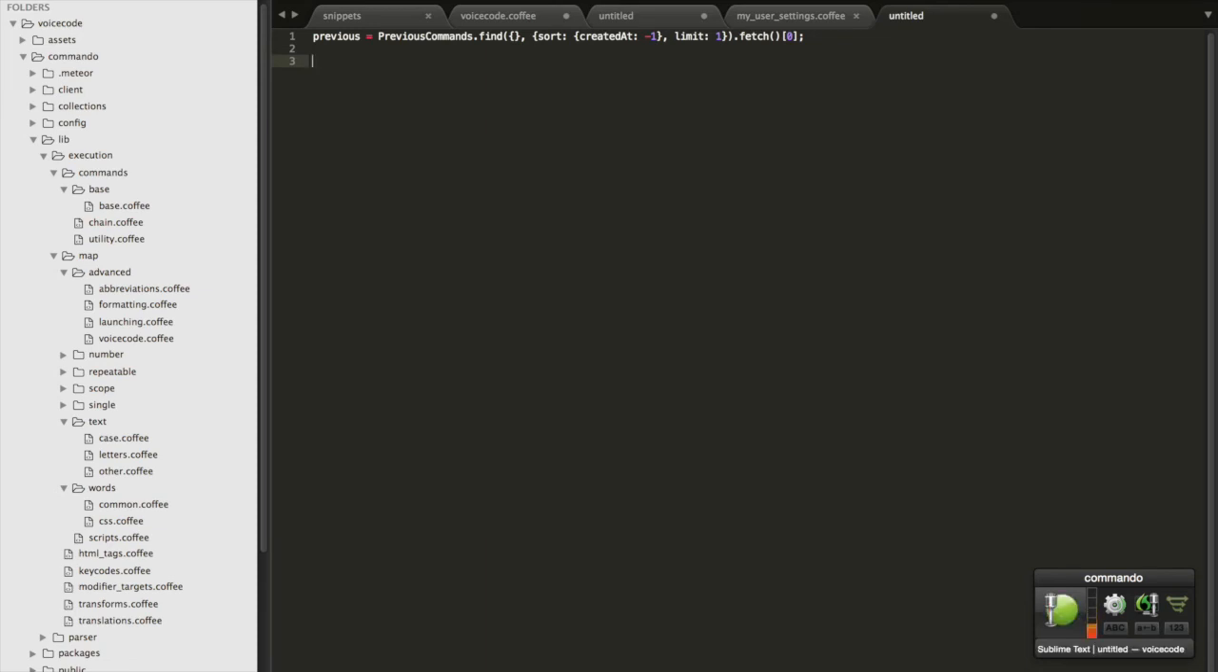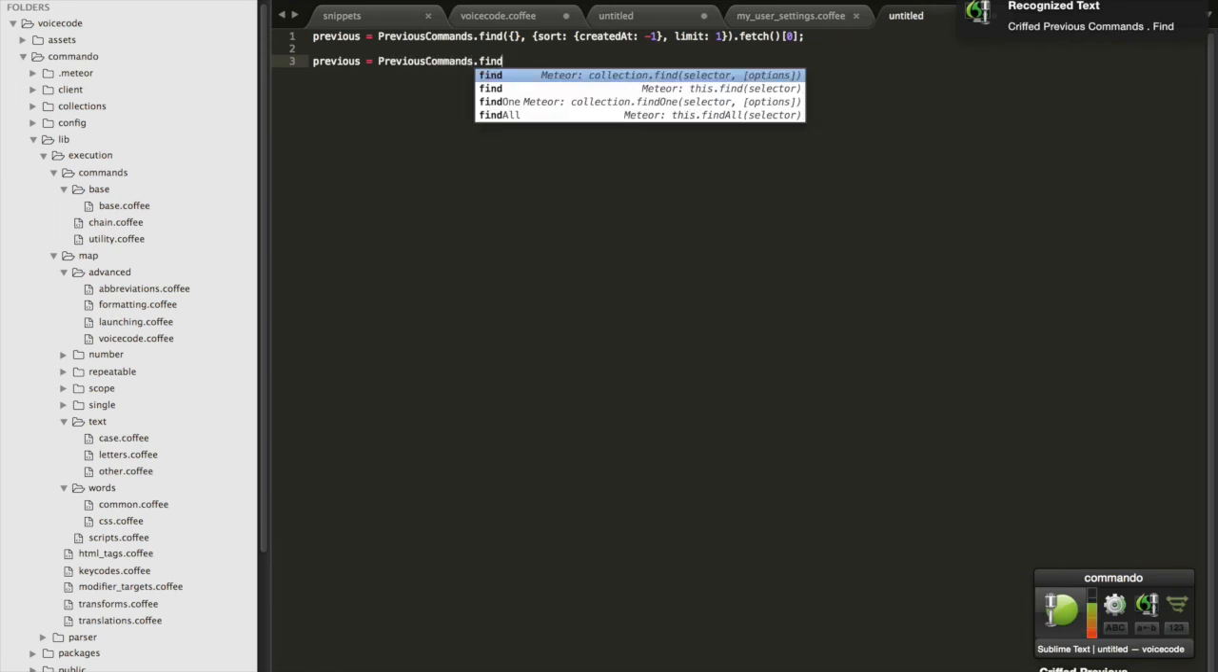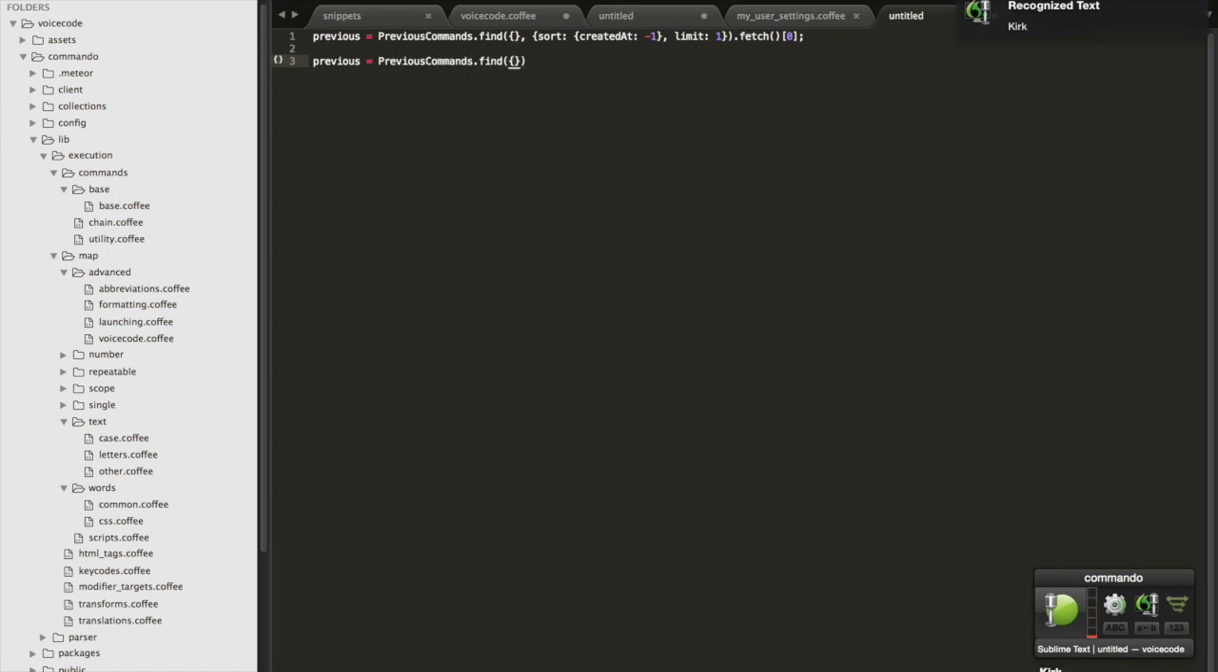Shin previous equeft. Crift previous commands dot find. Prex Kirk. Chris swipe Kirk. Shin sort colgap Kirk. Cram created at colgap minus one. Chris swipe limit colgap one. Ricky dot fetch pre Chris. Brax zero. Ricky sinker.